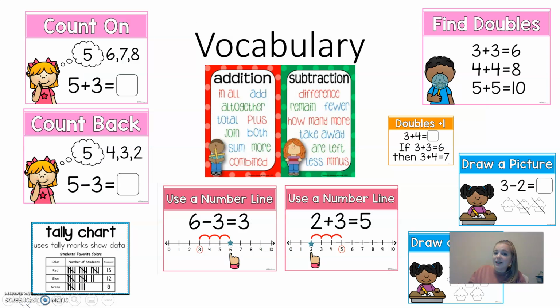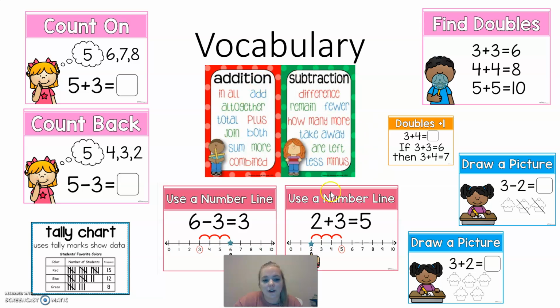All right. So this is our vocabulary for the week. Remember, we've been working on all of this stuff all week long. So we've been counting on and counting back. We've been using number lines. Yesterday, we talked about using doubles. We've drawn a picture to do addition and subtraction. And these are the words that we're looking for in word problems to tell us if we're adding or if we're subtracting, okay?